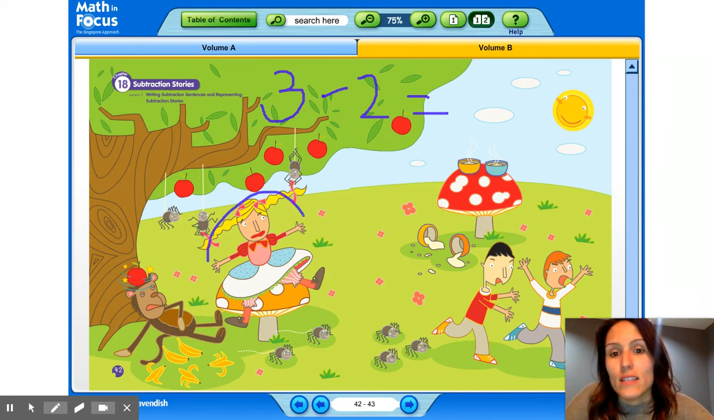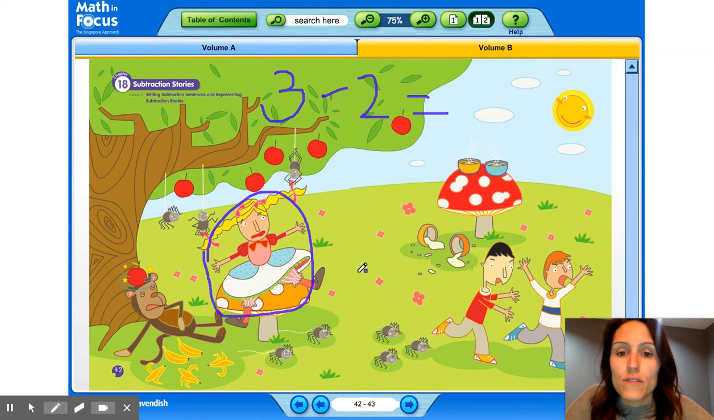Just this one. And again, when you're looking at pictures and doing number stories, if it helps you to cross off, you can do that. So there were 3 children altogether, and then these 2 ran away. So you can just put like a line if that helps when you're doing problems. And then you can circle what's left. And so that would be 1. So we would read this 3 minus 2 equals 1.